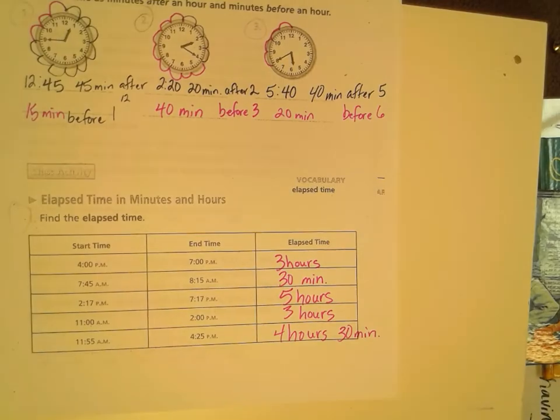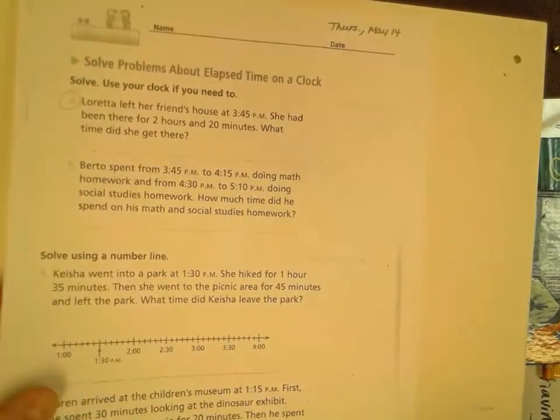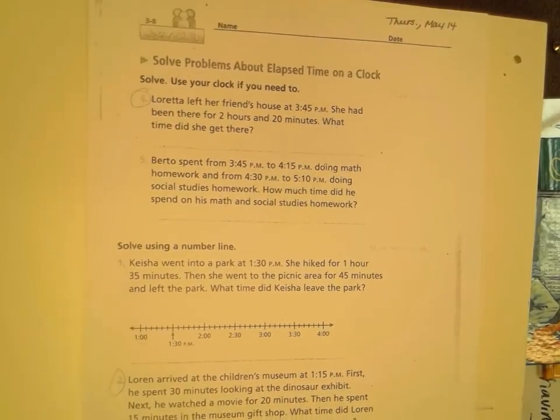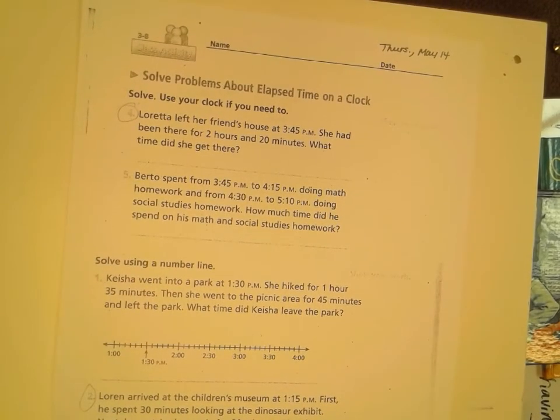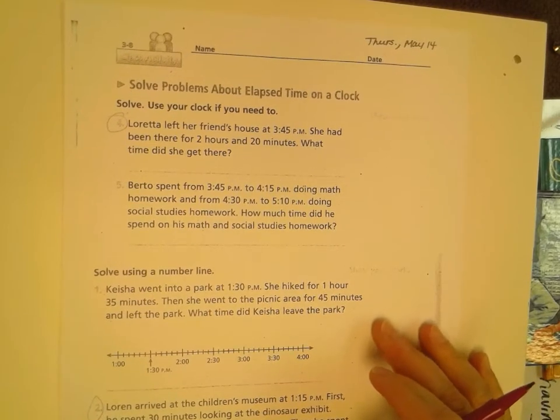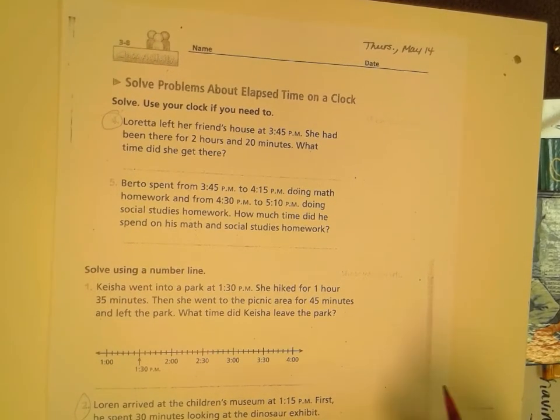Okay, so we're going to do just 2 quick elapsed time word problems. You're going to see some of those today. The first one says, Loretta left her friend's house at 3:45. She had been there for 2 hours and 20 minutes. What time did she get there? Now, instead of going forward in time, we have to go back in time a little bit. Yes, I have a time machine. No, I don't.